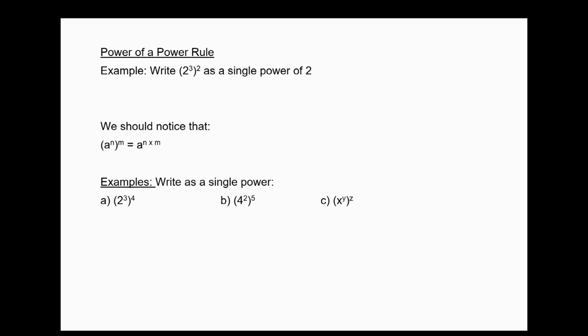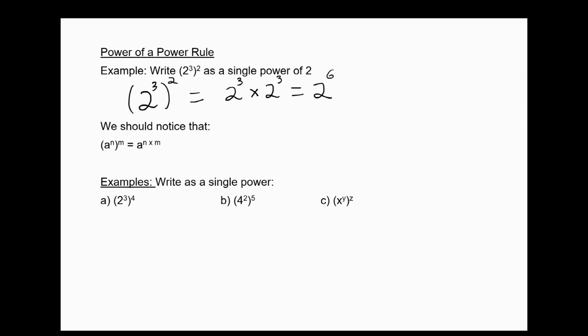If I want to work out 2 cubed, all to the power of 2 as a single power of 2, I can just remember my BIDMAS. 2 cubed in a bracket, all to the power of 2, means I'm taking what is inside the bracket and squaring it. So I have 2 cubed times itself, which is 2 cubed times 2 cubed. Remember from the first rule that we did today, we need to add the powers, so we get 2 to the power of 6.